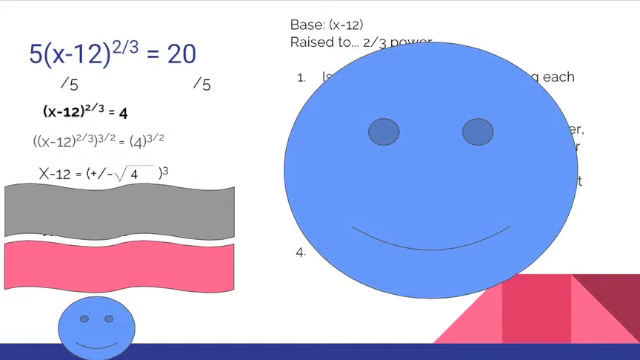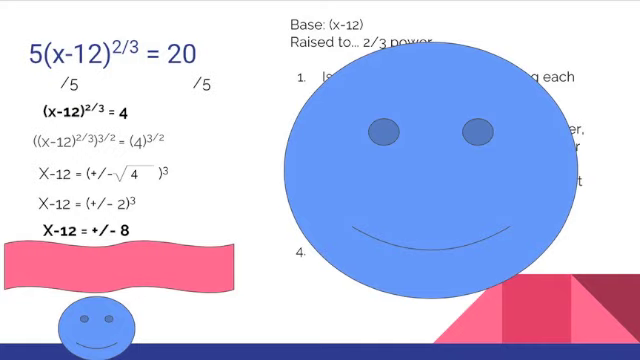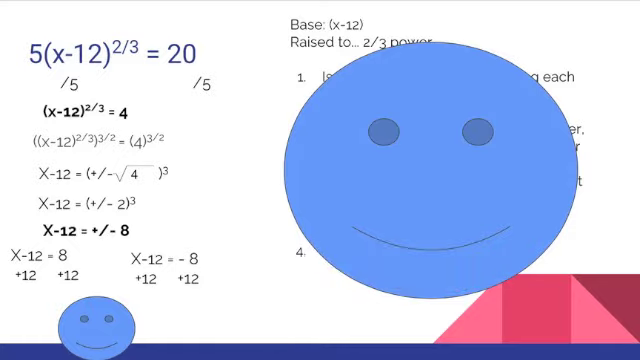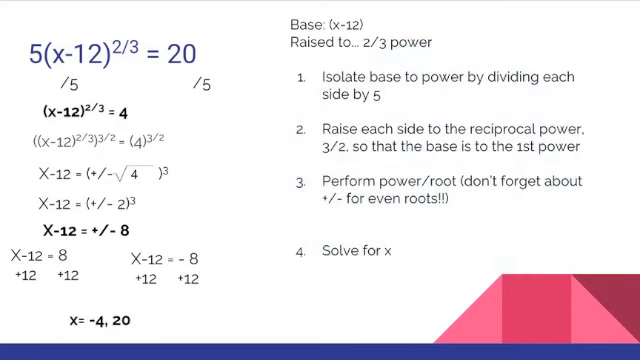So we raise each side to the 3 over 2 power, and since we're taking an even root, there will be two answers. So x minus 12 equals plus or minus the square root of 4 cubed. x minus 12 equals plus or minus 2 cubed, which is the same as x minus 12 equals plus or minus 8. And now we need to continue on to solve for x by adding 12 to each side. And since it was an even root, there will be two answers. So we add 12 to each side, and we get x equals negative 4 and x equals 20.